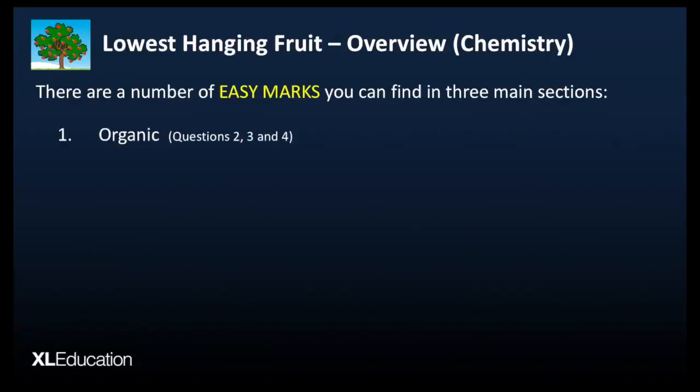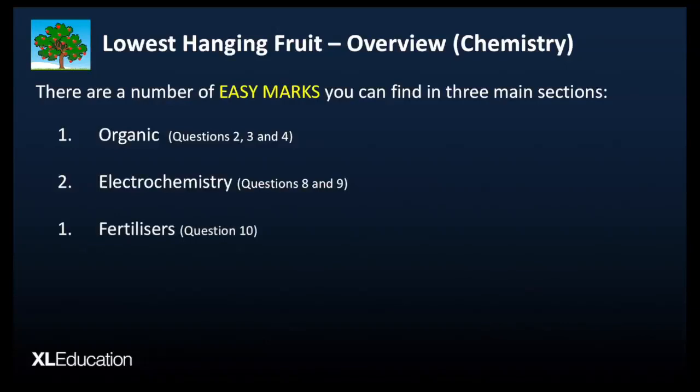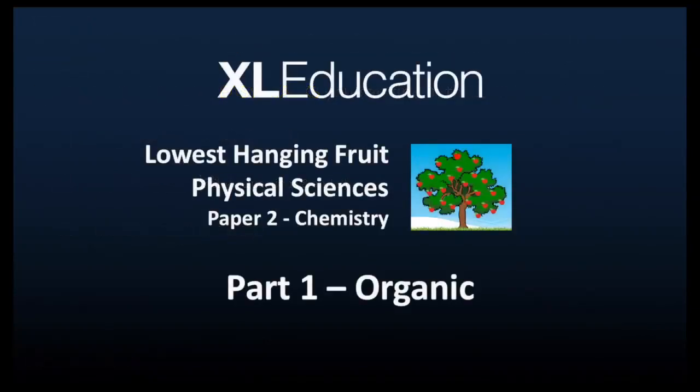The first section is on organic, that is question 2, 3 and question 4. The second one is electrochemistry, which is question 8 and 9. Then finally is on fertilizers. Right. The lowest hanging fruit, part 1 of paper 2, is mostly on organic, right?